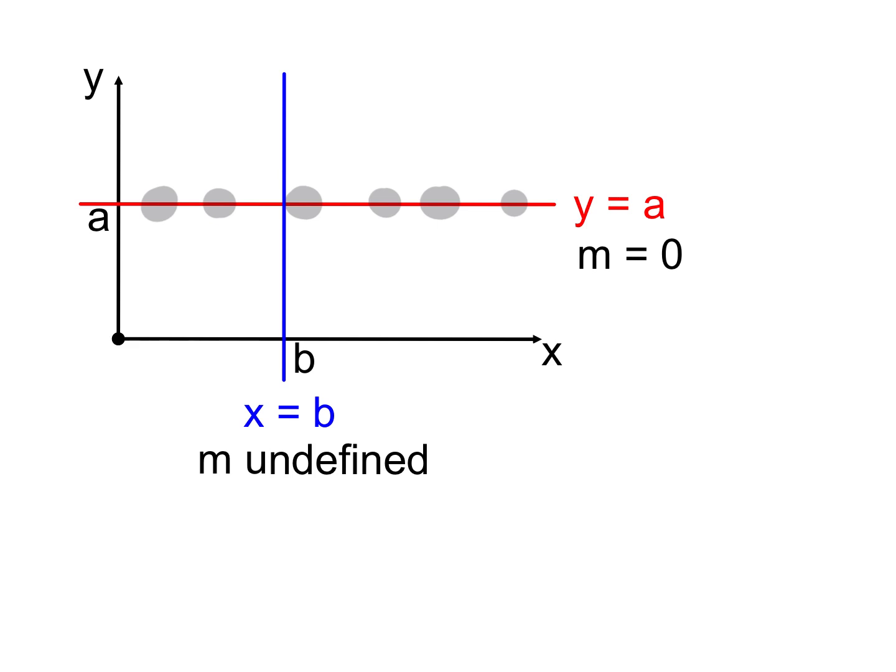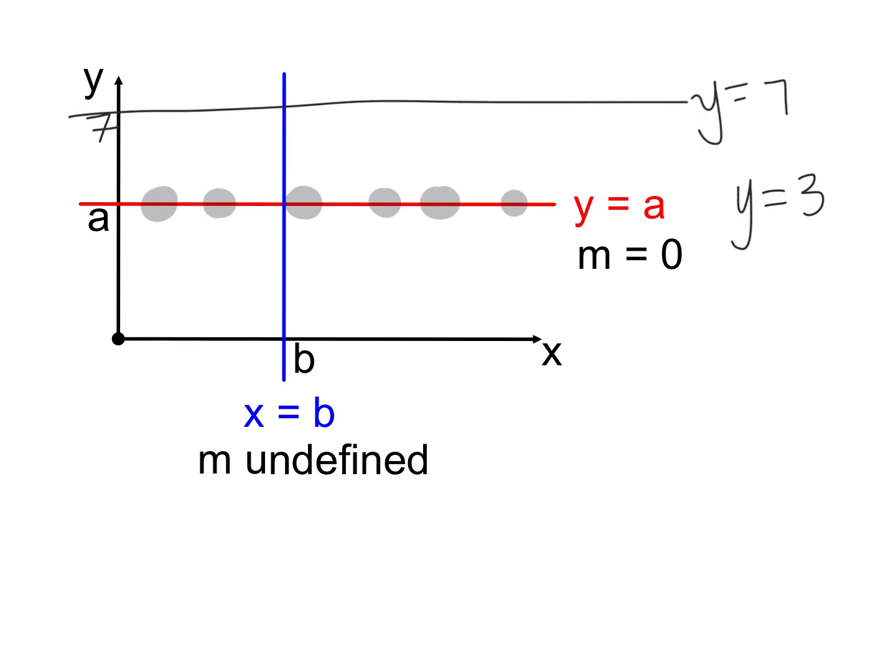So if I told you that they all went through 3, you would say, this line is the line y equals 3. Similarly, if I put another one up here and I said it went through 7, you'd say, that's the line y equals 7. Can we remember that? Hopefully.